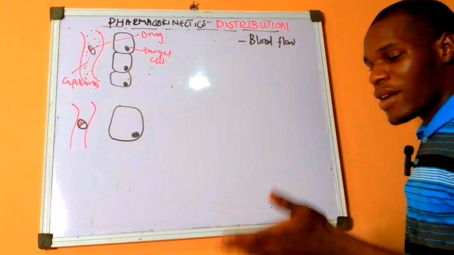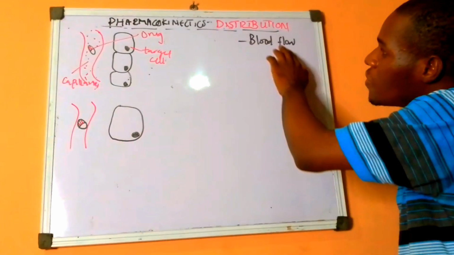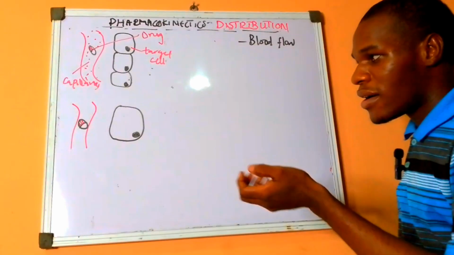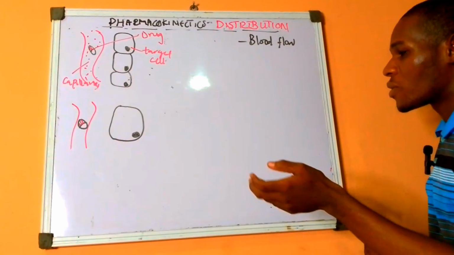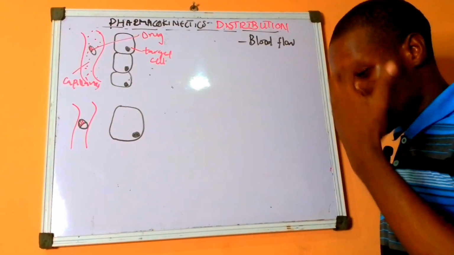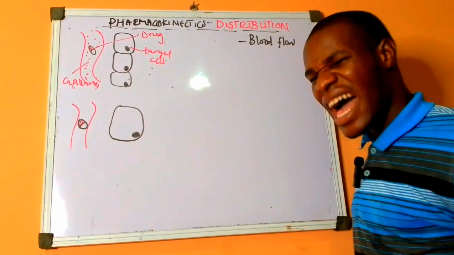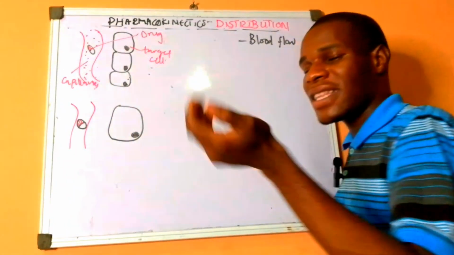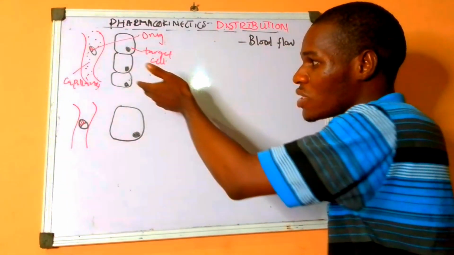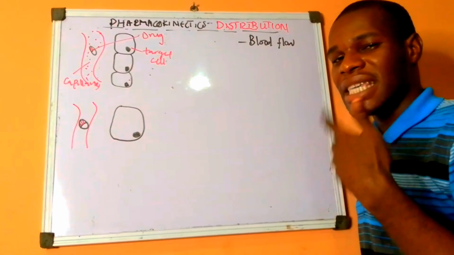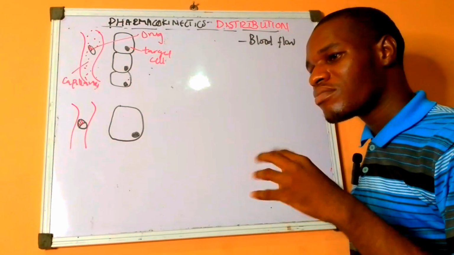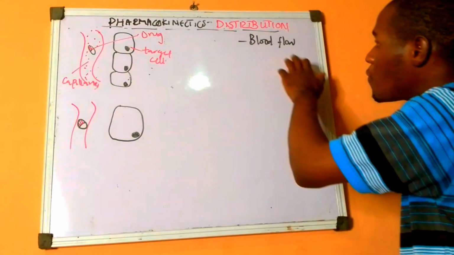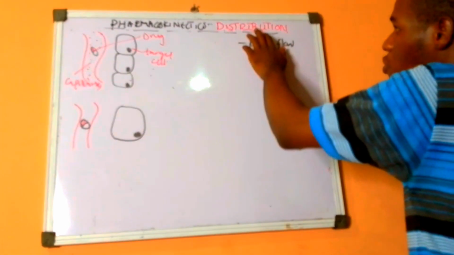Organs that are highly perfused have higher drug distribution than organs of low blood perfusion. Organs like the heart, the brain, the kidney, the liver are highly supplied by blood vessels. So if I give drugs, I will expect that these drugs are highly distributed to those organs. But organs like the skin or the adipose tissue are not well supplied by blood vessels. They are not well perfused. So blood flow can also affect the distribution of the drug.